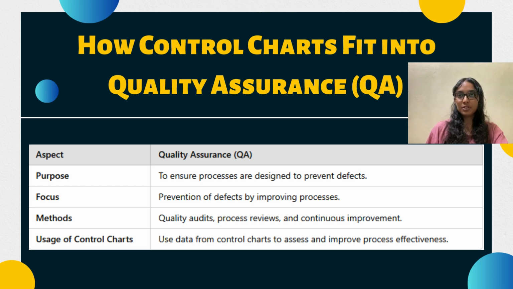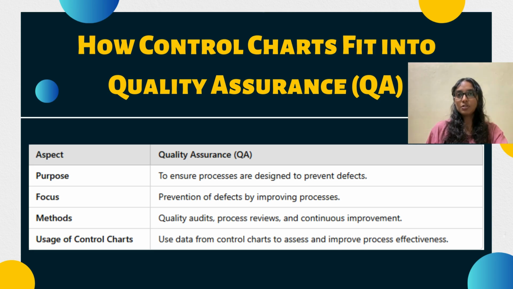Quality audits, process reviews, and continuous improvement are typical methods used in QA. Control charts provide valuable data that help to evaluate process performance, detect areas for improvement, and ensure the process remains capable of delivering quality results consistently.